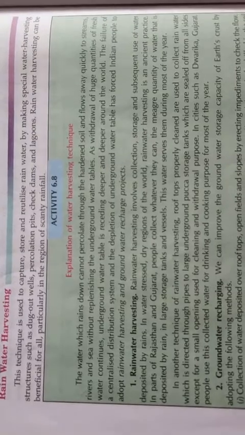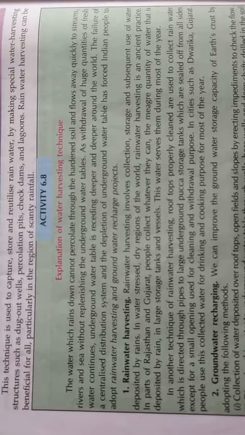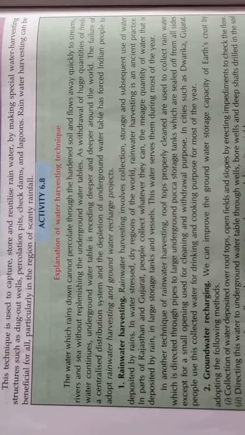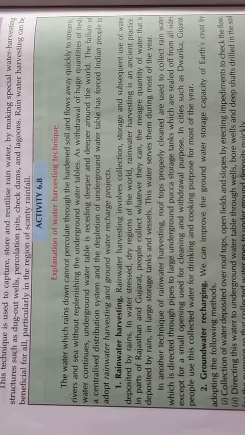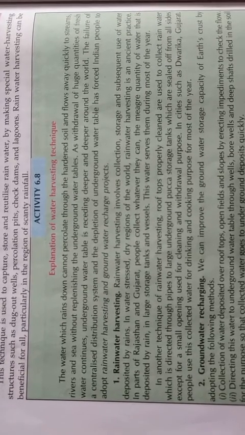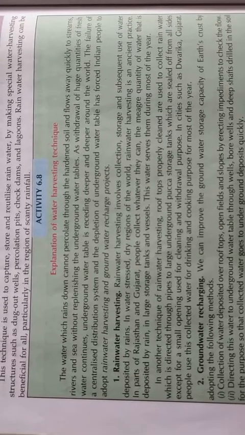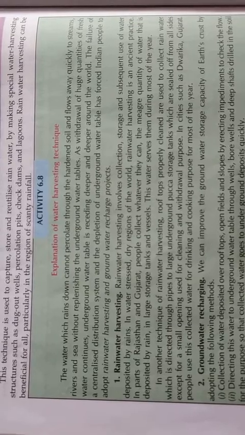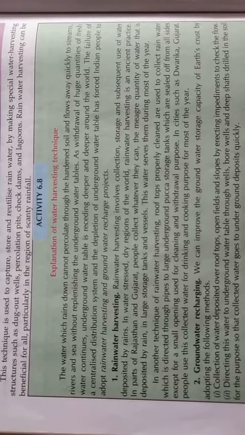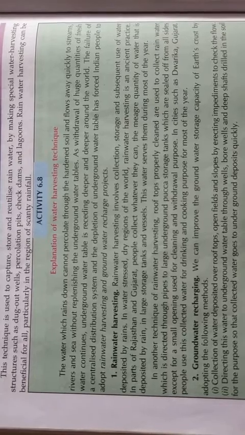So this water serves them during most of the years. In the technique of rainwater harvesting, the rooftops are properly cleaned and used to collect rainwater, which is directed through pipes to large underground storage tanks, sealed off from all sides except for small openings used for cleaning and withdrawal. This is how the process takes place.